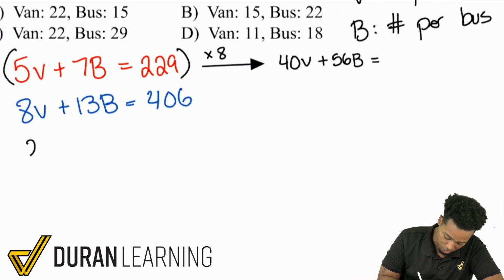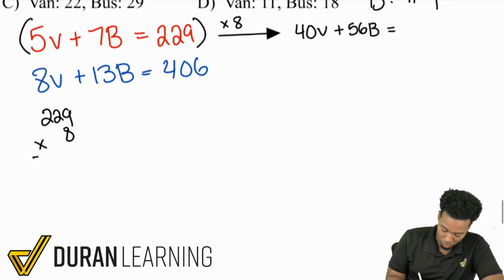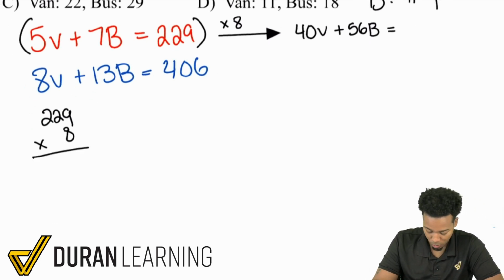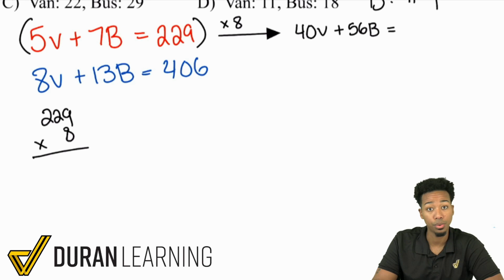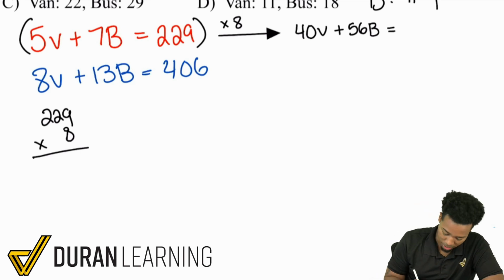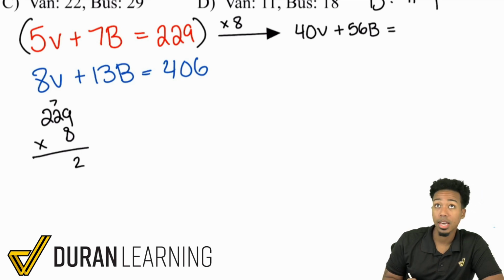229 times 8, if you need to, go ahead and do it on the side. With a little bit of mental math, you'll see that that's 1600 plus 160, so 1760, plus 72. So that'll be 1832. Should be 1832. Let's find out. 9 times 8, 72. 8 times 2, 16, plus the 7, that's going to be 23.